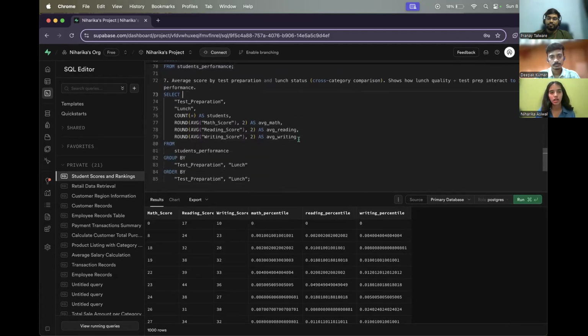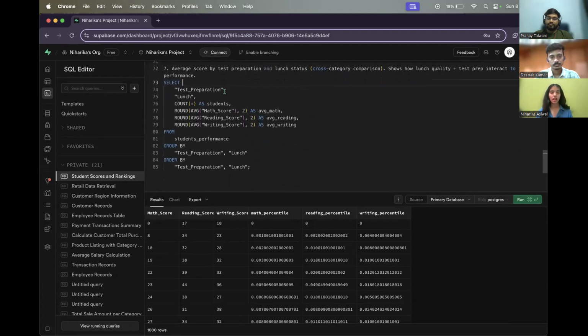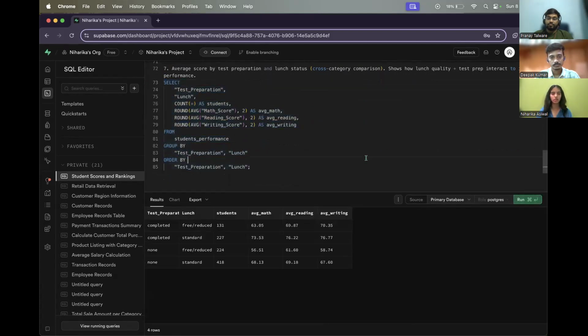So the next and the last query that I picked was average score by test preparation and lunch status. Let me run this. I wanted to see how test preparation and the lunch that the students were having made a difference to their scores. For this particular group who completed their test preparation and had a lunch that was free or reduced, there were a total of 131 students in this group. Their math average was 63, reading average was 69, and writing average was 70.